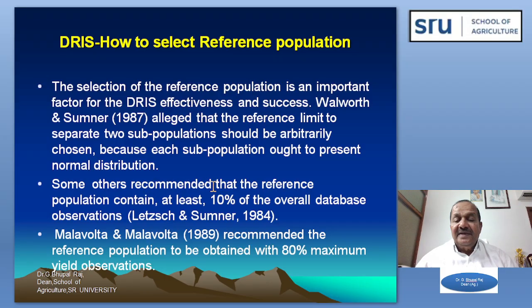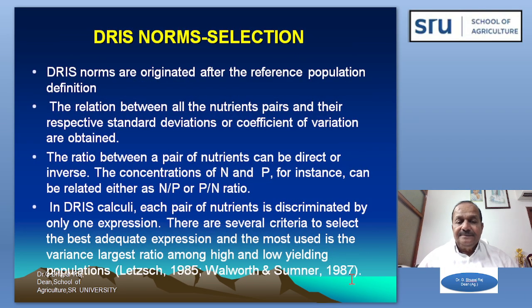Some others recommended that the reference population contain at least 10% of the overall database observations. Malavolta, for example, the authors Malavolta and Malavolta, both are brothers, during 1989 recommended the reference population to be obtained with 80% maximum yield observations. So how to select the DRIS norms? DRIS norms are originated after the reference population definition.